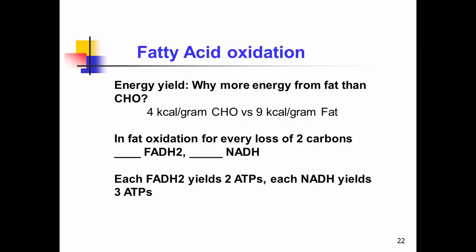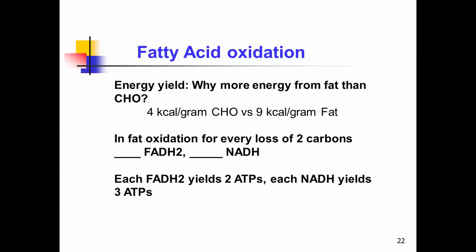So the question here: why more energy from fat than carbohydrate? We mentioned this before, right? And we made a comparison of how much energy is made from oxidation of 1 gram of fat versus 1 gram of carbohydrate. We are able to produce 9 kcal from 1 gram of fat versus only 4 kcal from 1 gram of carbohydrate. So by calculating the ATPs, that probably will help us understand more, right?